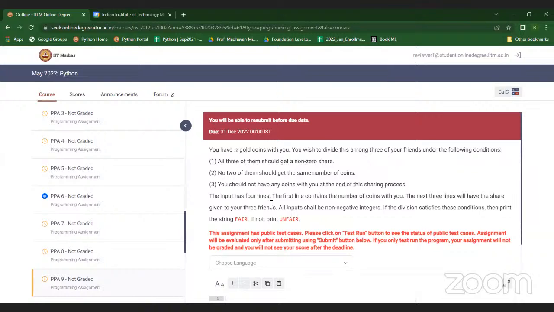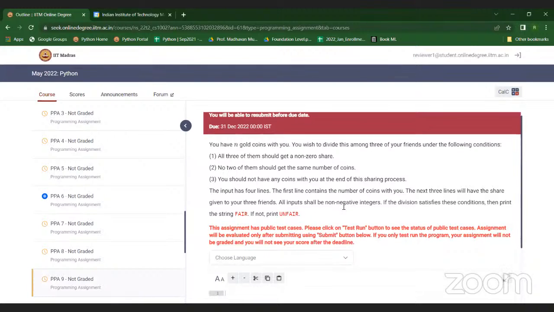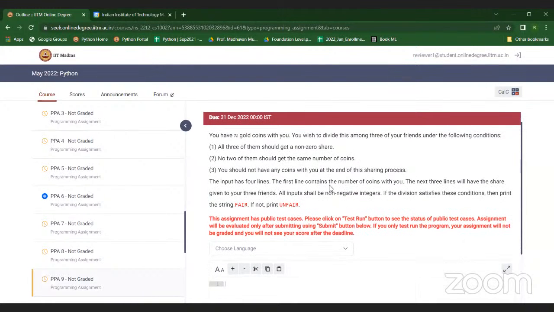In PPA 9 problem, the first line of input contains the number of coins with you. The next 3 lines will have the share given to your 3 friends. No, it's share, not percentage. It's just the number of coins that were given to you.